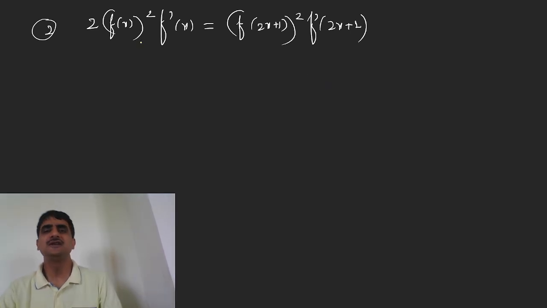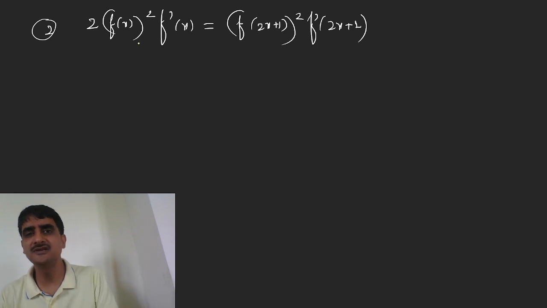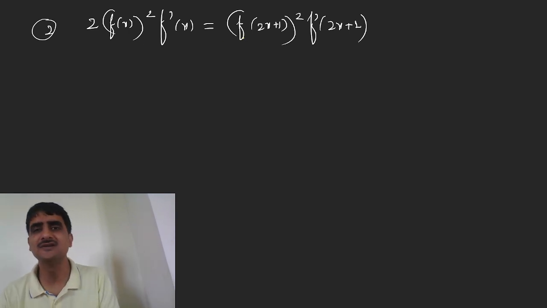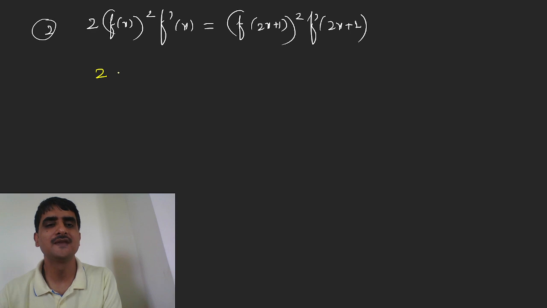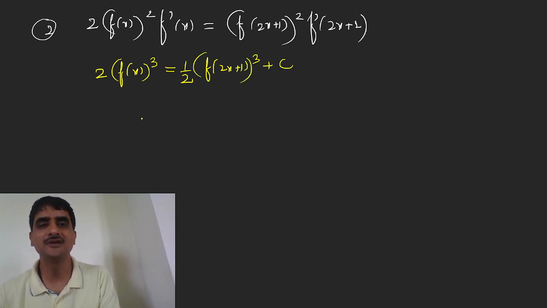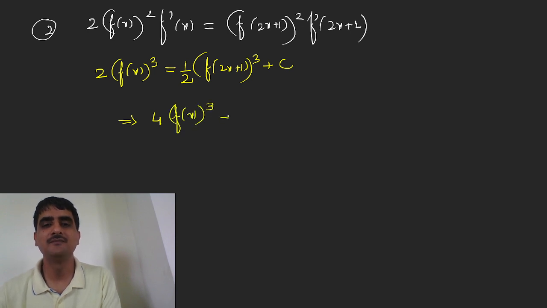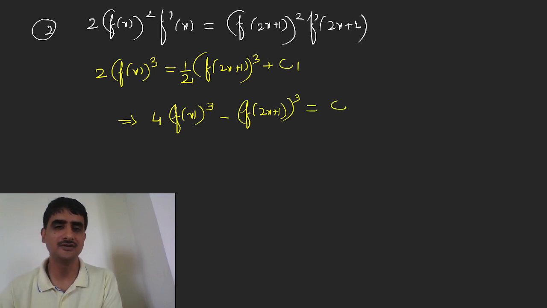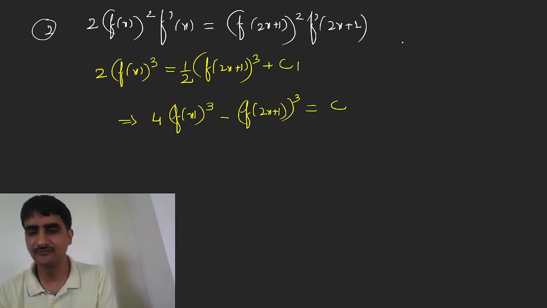You can treat f of x as t, so this is t square dt, and f of 2x plus 1 as z square dz. Integrating, you get 2 times f of x whole cube is equal to 1 by 2 times f of 2x plus 1 whole cube plus c. The problem is c here. So it's 4 times f of x whole cube minus f of 2x plus 1 whole cube. I call it C1 and then I say C, because otherwise I need to write 2C1 here. Now the problem is how to get the value of C.